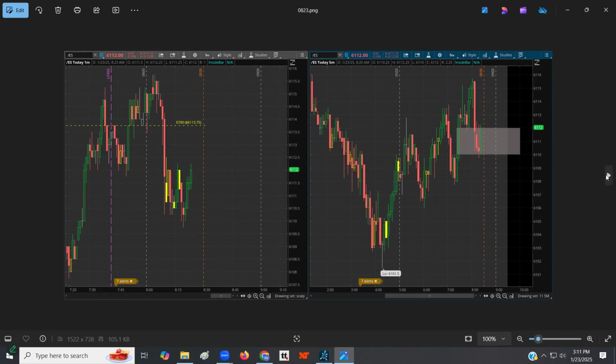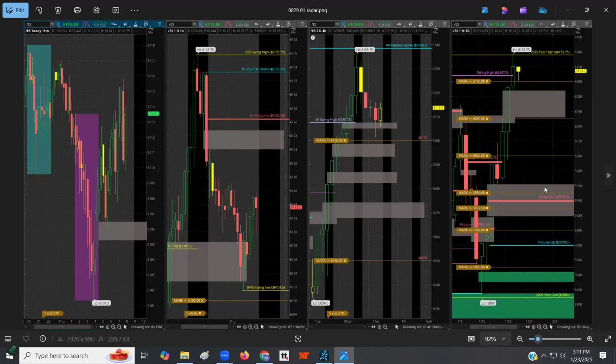0823, 0829, 1 minute before the news comes out. Looking at the top down, the ES. Yep, still inside candle, the daily, the 4 hour. The 1 hour, look at that big retracement. And the 15 minute, big retracement too, back inside the London session.